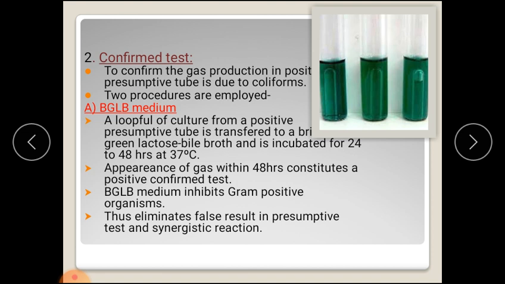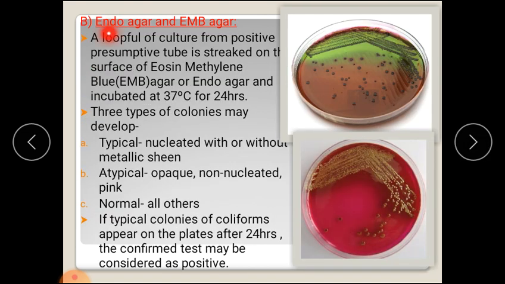Next, in the confirmed test we are going to use the next medium, that is endo-agar and EMB-agar. Now this is endo-agar and this is EMB-agar. Now what you are going to do, again take the positive presumptive tube, meaning the tube in which acid and gas formation occurred in the first test, that is the presumptive test. From that tube you are going to take a loopful of sample, streak it on EMB-agar and endo-agar, and incubate at 37 degrees Celsius for 24 hours.